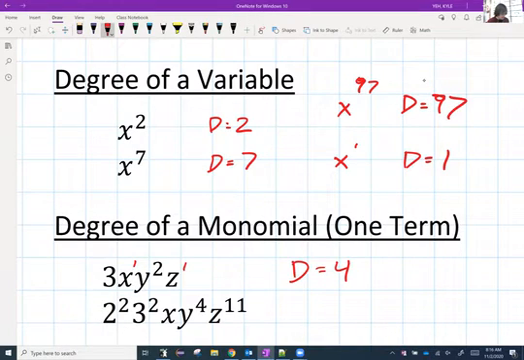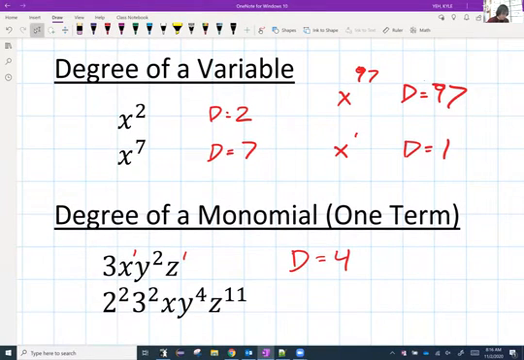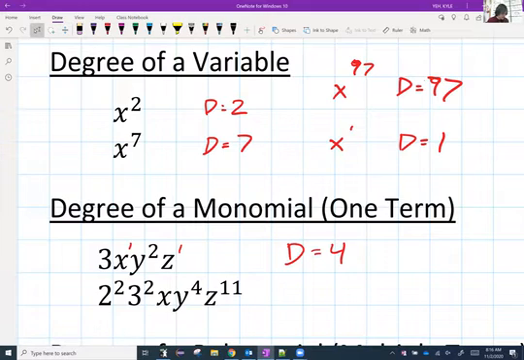On the second one, you see 2 squared, 3 squared, x, y to the 4th, z to the 11th. We don't count these numbers because, I mean, we could have just written that as 4 times 9, or we could have just written it as 36. So we don't have to worry about those powers, and that's an easy thing to kind of miss out on and get tricked on. We just add up all the powers of the variables. So degree on this one should be 16, 11 plus 4 plus the invisible 1 for the x. Degree is 16. So degree of a variable, just its power. Degree of a monomial, add up all the individual degrees of variables.